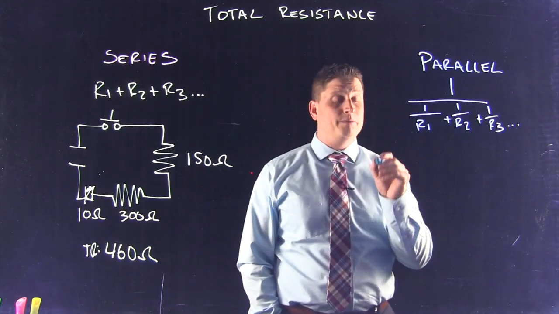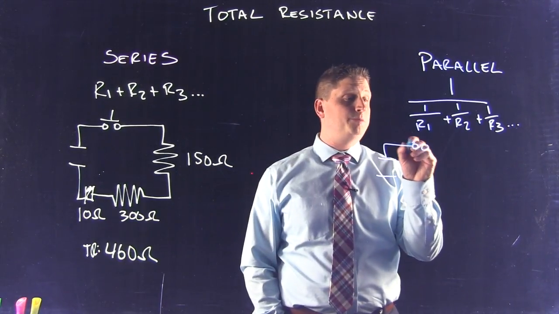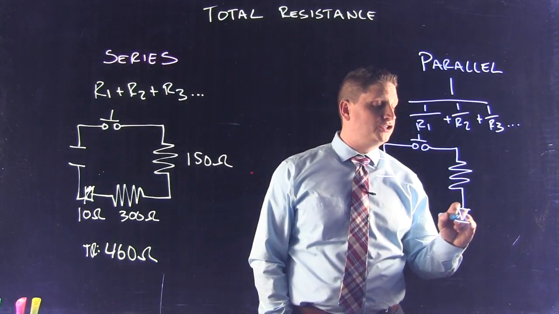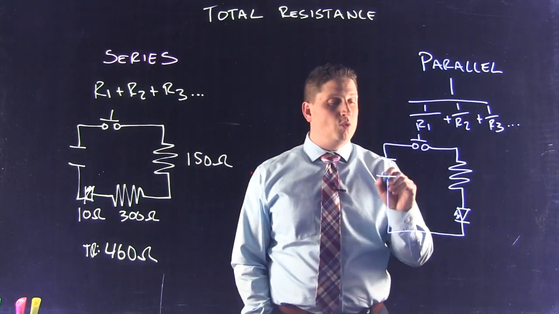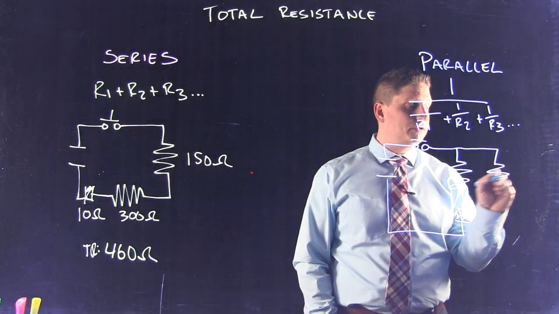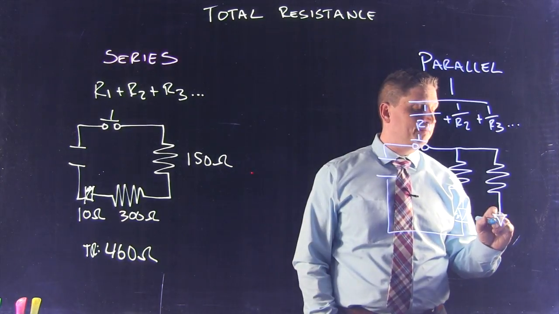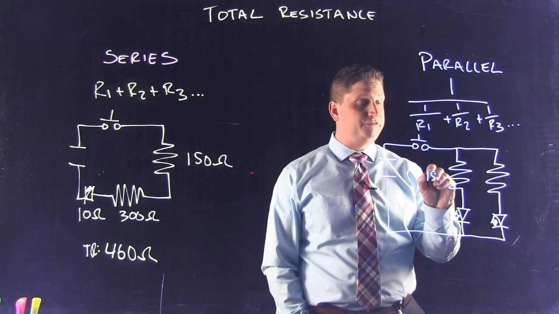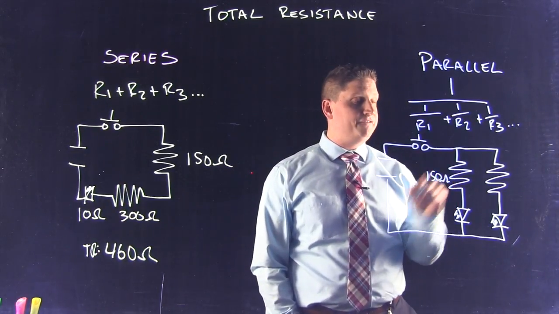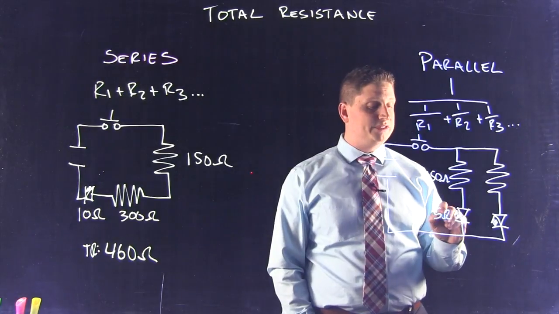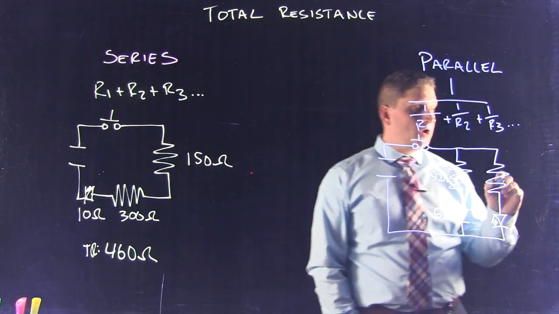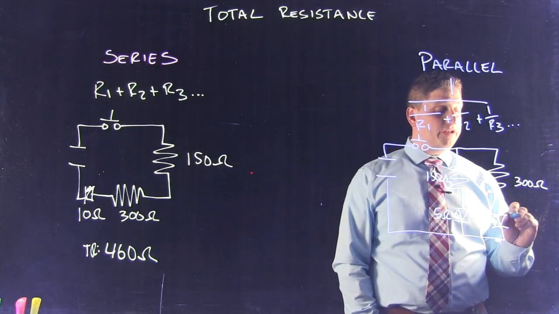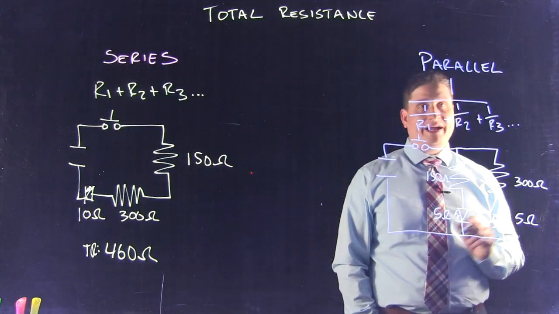In the same scenario, if I have a power supply coming to a push-button normally open switch into my first leg with my resistor, and in this circuit we're actually going to have two LEDs. One in my first leg and one in my second leg. In this particular case, I'm going to have 150 ohms of resistance on my first resistor and 5 ohms of resistance on my LED. On this one, I'm going to have 300 ohms of resistance on my resistor and 5 ohms of resistance on my LED.